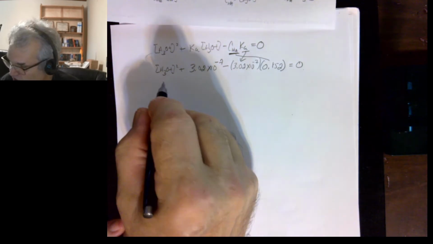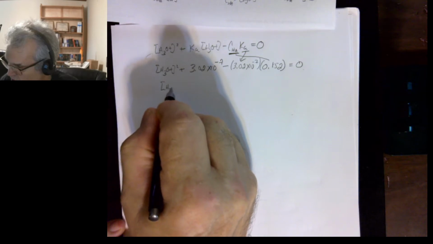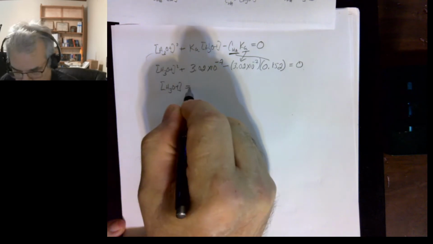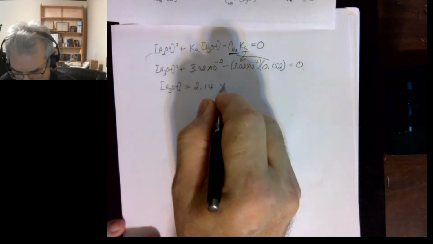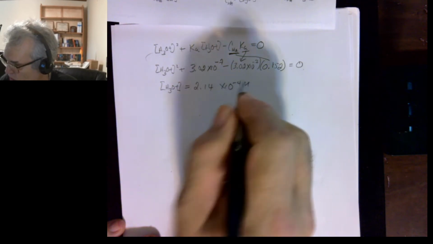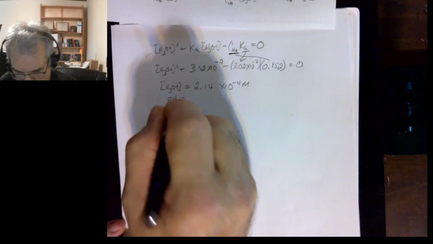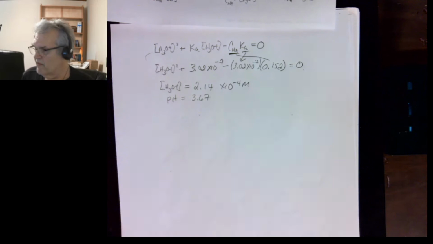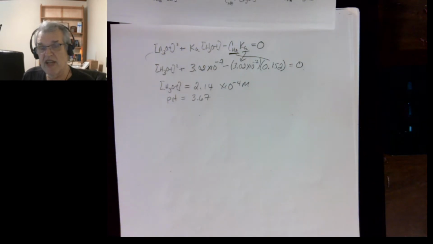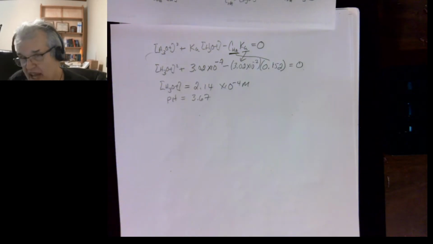And if I solve all that out, throw away the extraneous root, I get a hydronium ion concentration of 2.14 times 10 to the negative 4 molar. And that gives me a pH equal to 3.67. Okay? Quadratic equation. That's an example of a weak acid under what's known as initial conditions.